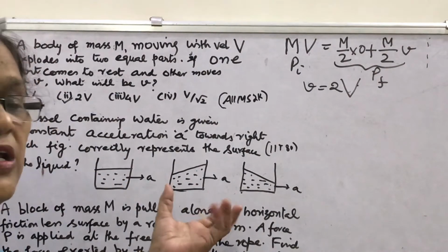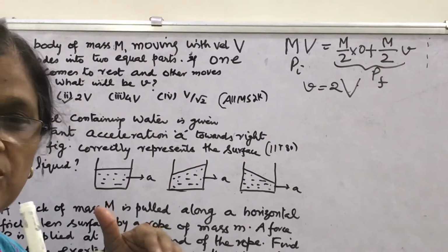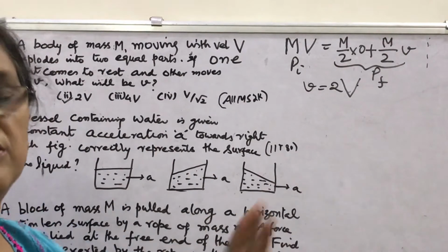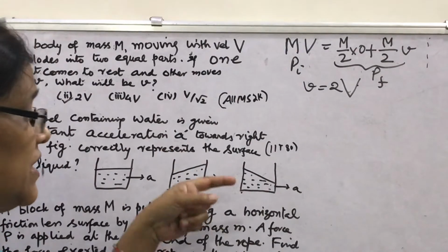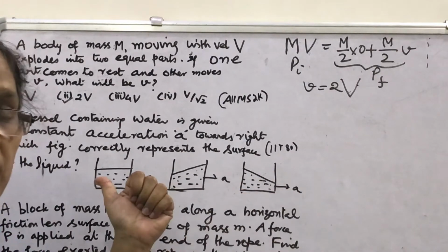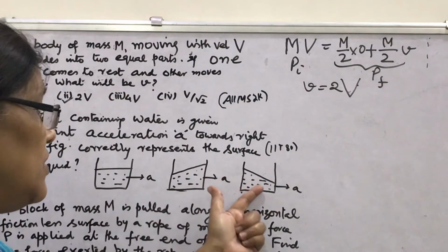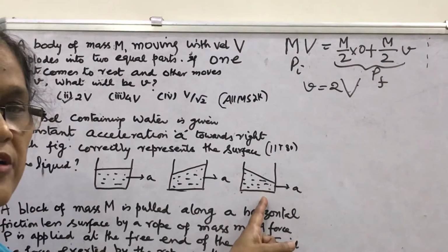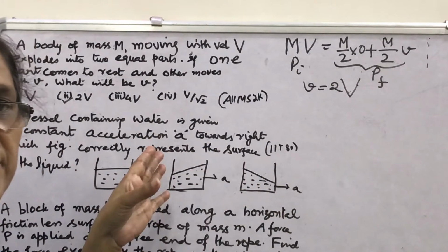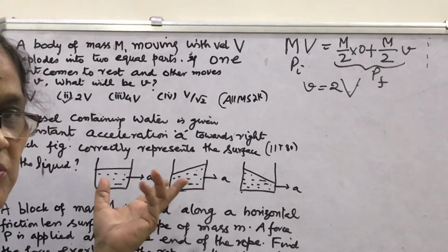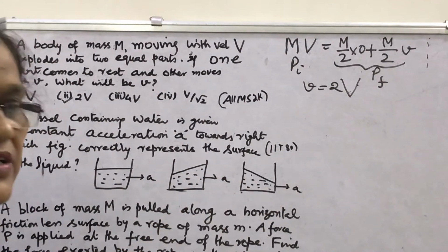Look, the liquid experiences a backward force of reaction whenever the container is accelerated forward with the constant acceleration a in the right direction. So what will be the backward direction? Left direction. So look, this will be the correct figure, in which the liquid surface is representing the backward reaction, the action-reaction law. This question was asked in the IIT exam.